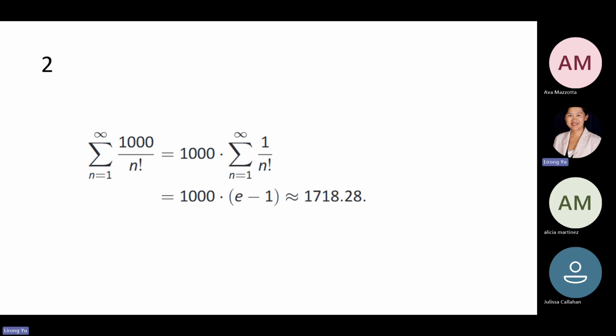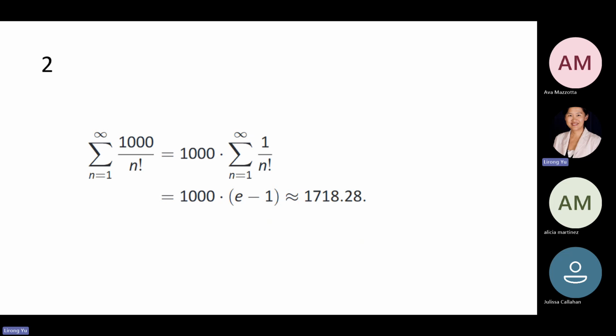Next example is this one. It's 1000 over n factorial. 1000 is a common factor of all the terms, so you bring that 1000 outside the series. Now this one is 1 over n factorial. The sum of 1 over n factorial equals e, but that is when n starts from 0 and goes to infinity.